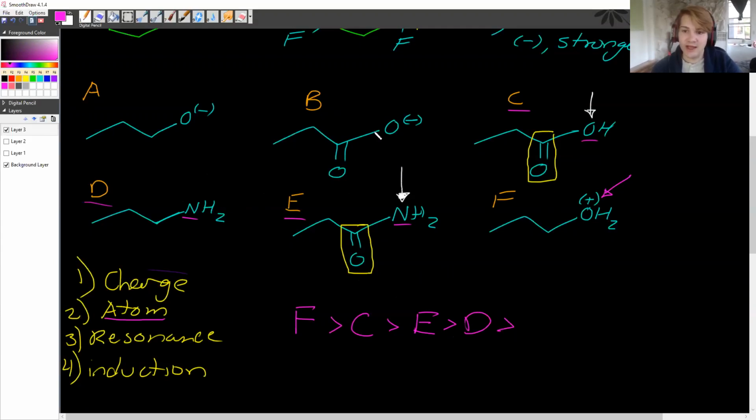So now I can go to my negative ones and I have A versus B. Well, they're both negative, so I go to atom. Well, they're both oxygen, so now I go to resonance. Oh, B has more resonance, so B before A. So it really is just a method of going through the process over and over again. Are there exceptions to the rule?